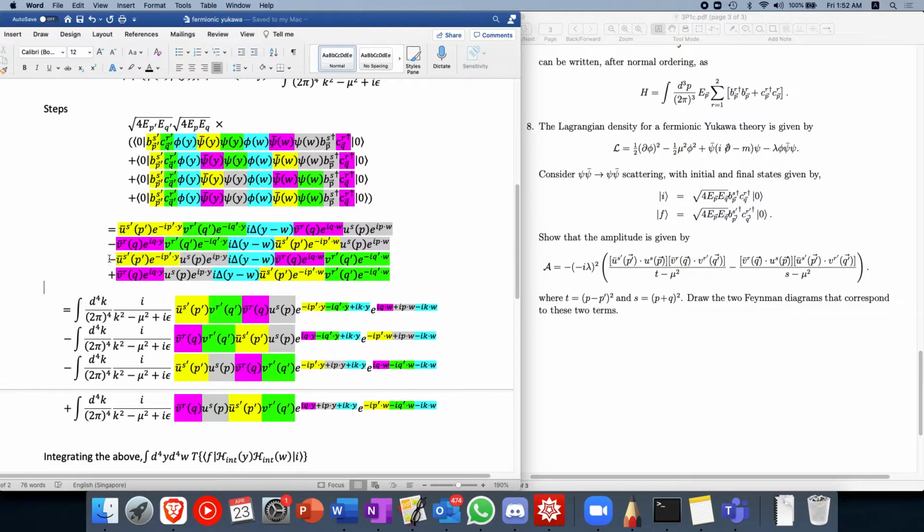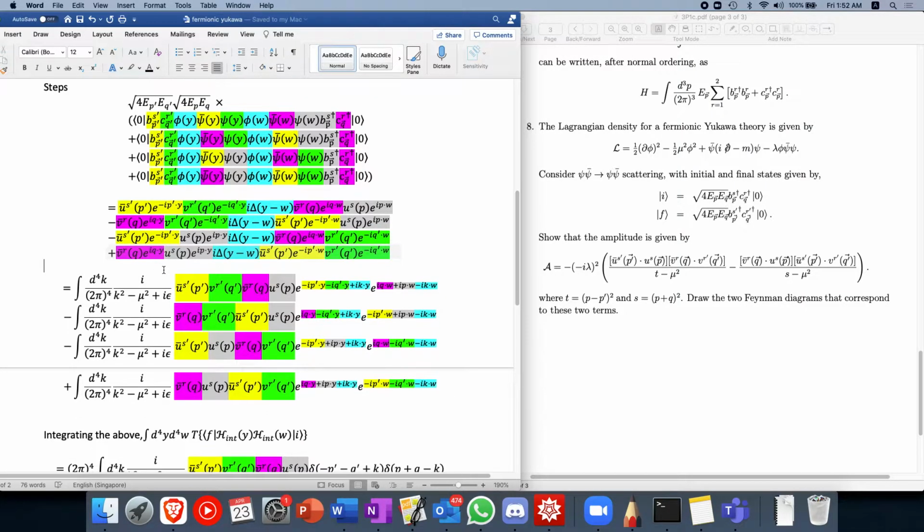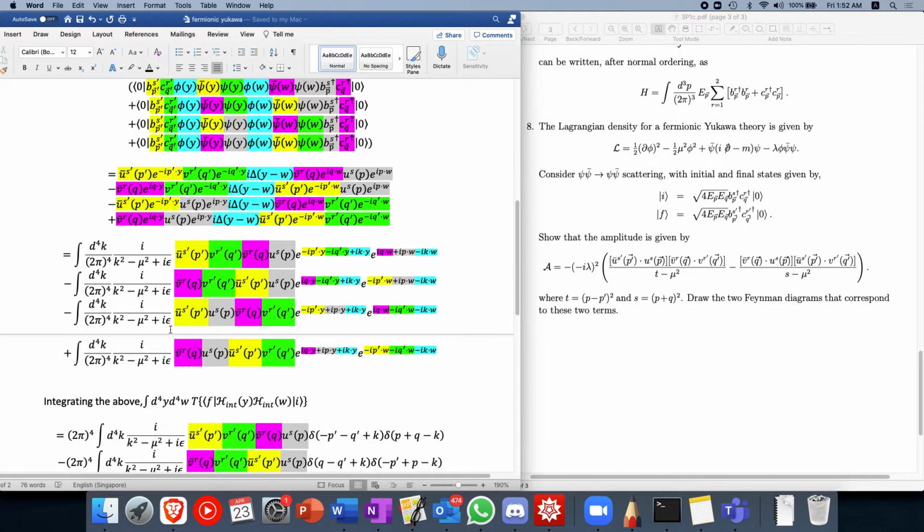So those are the ones we care about, and remember to pick up the minus signs where appropriate, because we're dealing with fermionic fields here. So when we're doing Wick's theorem, we have to use the anti-commutator instead of the commutator. Okay, so now from here, let's go ahead.